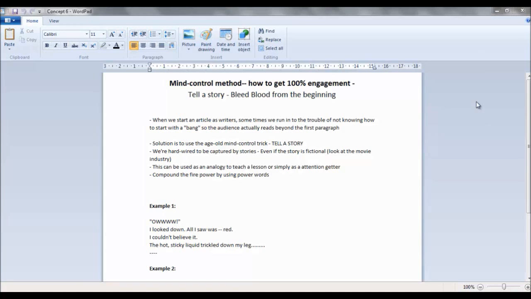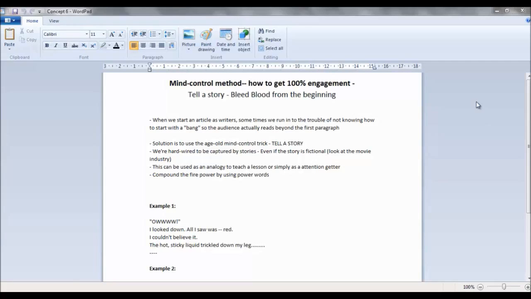Alright, concept 6, mind control method, how to get 100% engagement, and this is through telling a story and bleeding blood right from the beginning. So when we start an article as writers, sometimes we run into the trouble of not knowing how to start with a quote-unquote bang, so the audience really actually reads beyond the first paragraph. We talked about this issue a couple times already, so this strategy, I kind of gave it away already, but you want to use the storytelling technique to really help yourself out with that.